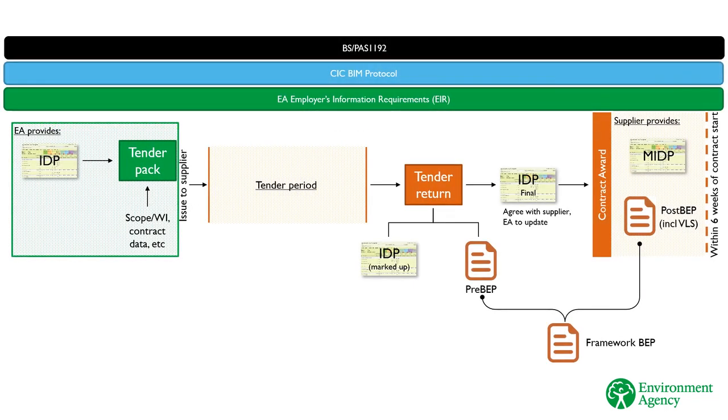In the last module, we looked at what the EA needs to do to prepare a tender in accordance with BIM. We learned about British standards and industry-wide protocols, which set out the common language of BIM terms and processes. We saw that the Employer's Information Requirements is a specification published by the Environment Agency as a client to describe our minimum technical requirements for BIM. And we learned how to start a project with BIM by incorporating our information requirements into a tender pack to be issued to suppliers. In this module, we'll look at what happens next.